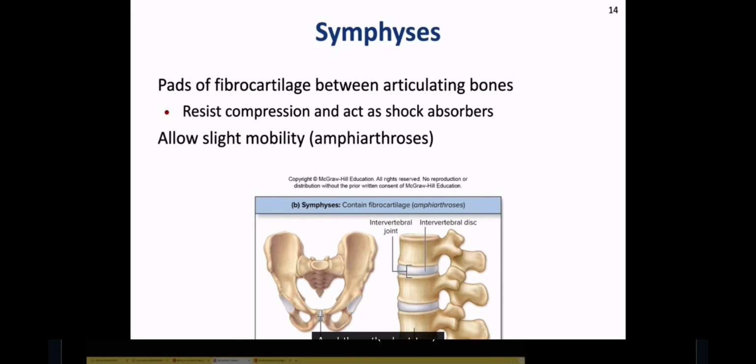And then the last type of overview of a joint is a symphysis, and a symphysis are where things join together. Sometimes pop songs, right? You'll get two or three different artists together, and they'll create a symphony where they put things together. And these do have some mobility.